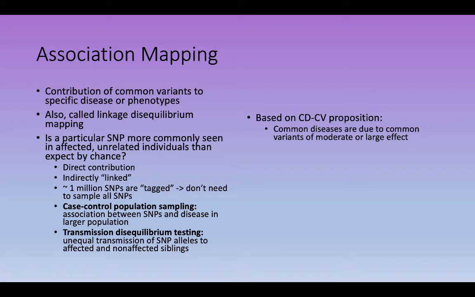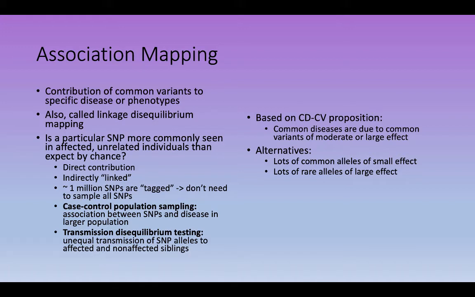This whole idea of association mapping and doing these types of examinations is largely based on what's referred to as the CDCV proposition. The CDCV proposition is that common diseases are due to common variants of moderate or large effect. That's the proposition. So this is the case where association mapping has the most power.